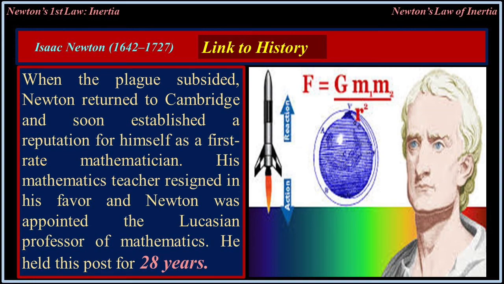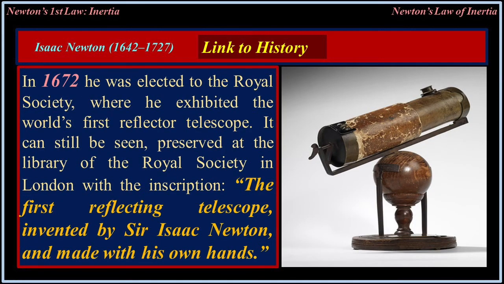When the plague subsided, Newton returned to Cambridge and soon established a reputation for himself as a first-rate mathematician. His mathematics teacher resigned in his favor, and Newton was appointed the Lucasian Professor of Mathematics. He held this post for 28 years. In 1672, he was elected to the Royal Society, where he exhibited the world's first reflector telescope. It can still be seen, preserved at the Library of the Royal Society in London, with the inscription, "The first reflecting telescope invented by Sir Isaac Newton and made with his own hands."